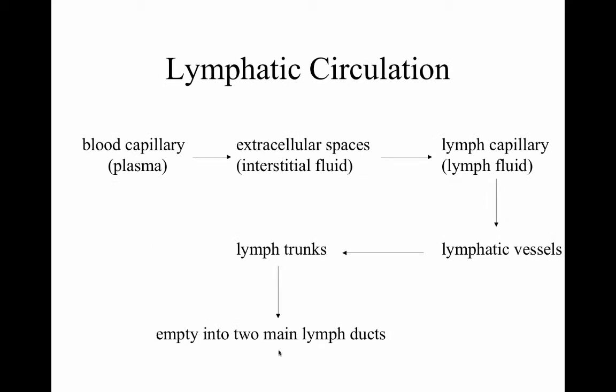The lymphatic circulation occurs when a blood capillary carrying plasma pushes fluid into the extracellular spaces, or the interstitial fluid. Then that interstitial fluid that isn't reabsorbed into the blood capillary is absorbed in a lymph capillary. This lymph fluid then travels in lymphatic vessels to lymph trunks that empty into two main lymph ducts near the subclavian and jugular vein junction.